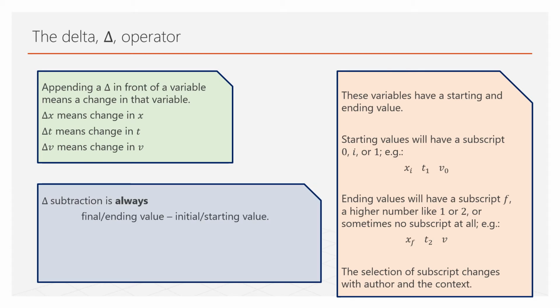Delta subtraction is always the final value minus the initial value. It is never the other way around, and it is a common mistake for students to get the order of subtraction backwards. So, for example, delta x means x sub f minus x sub i. Delta t would be t sub 2 minus t sub 1. Or delta v would be v minus v naught.